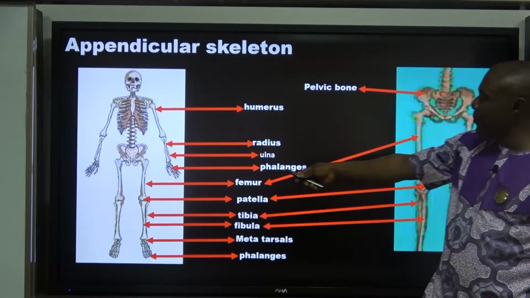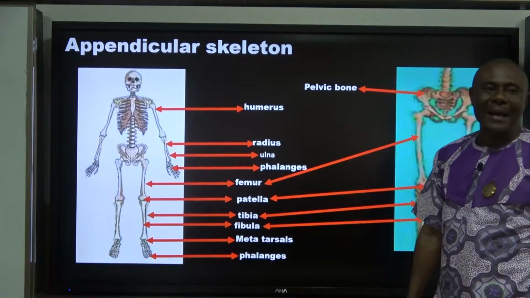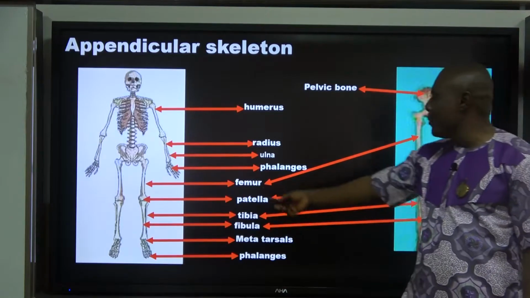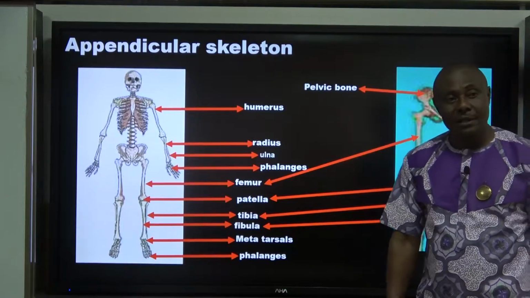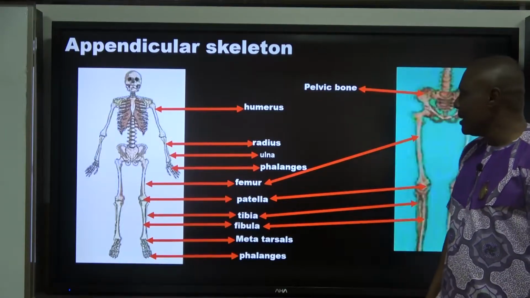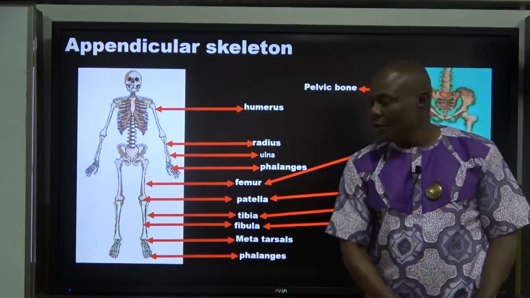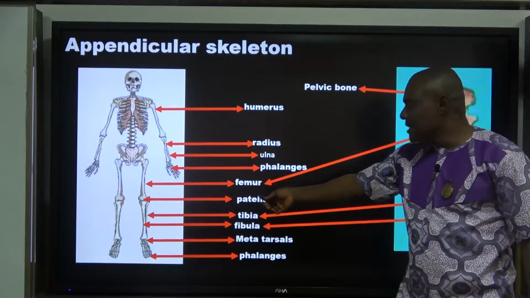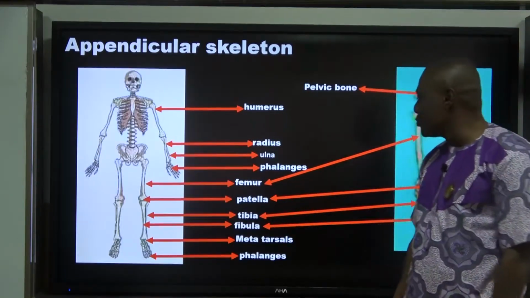Then you also have the bone of the thigh. That is the long bone of the upper leg, and it is known as the femur. That's the longest bone in the body. Then at the knee, there is a small cap that is rolling, which is referred to as the patella. It is the bone of the knee.